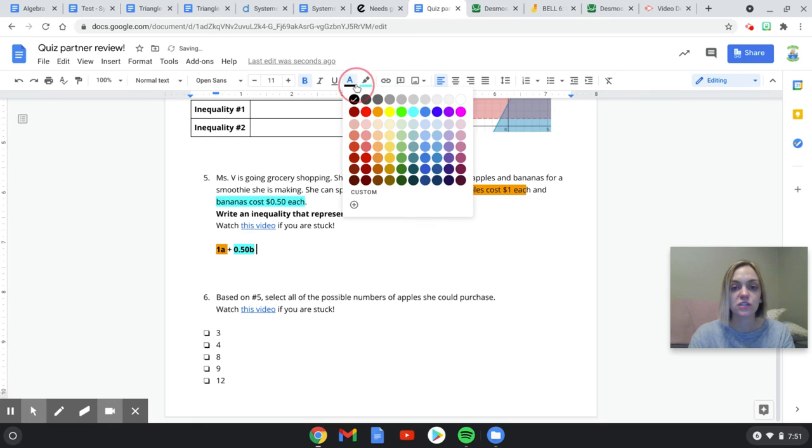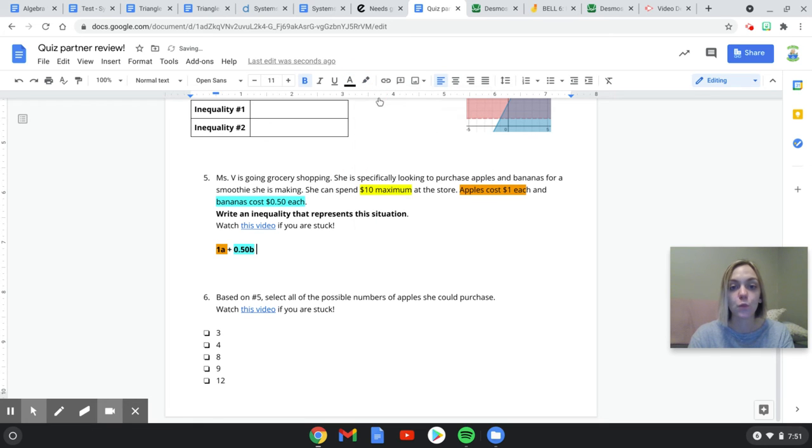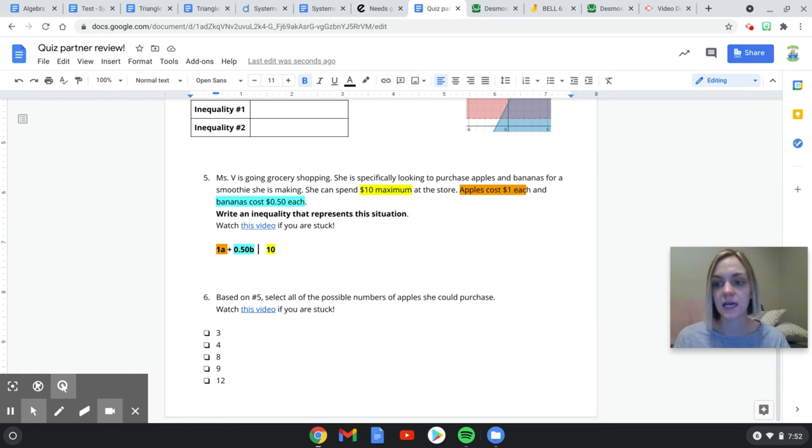And now what I need to do is determine which inequality sign I'm going to use. So usually my maximum is $10. I'm going to type that, leave some space for the sign here. Okay, so I'm thinking which inequality sign I need to use. My maximum is $10. I'm just going to start putting the inequality signs in just to see what makes sense.